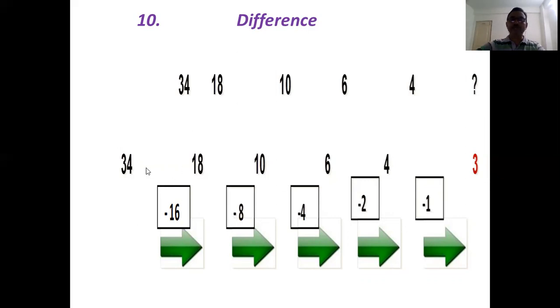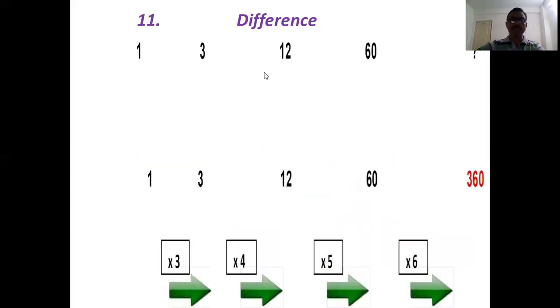So we are just subtracting the first number from the second. We are getting the difference. Now, if you look carefully, the difference is getting half. 16, half 8, half 4, then half 2, then 1. So the next element would be 4 minus 1, that will be 3.